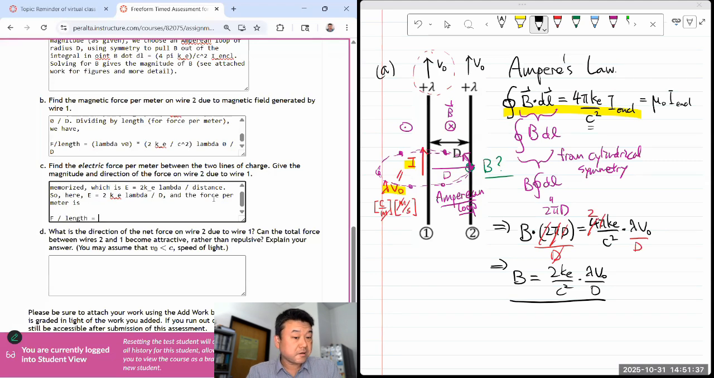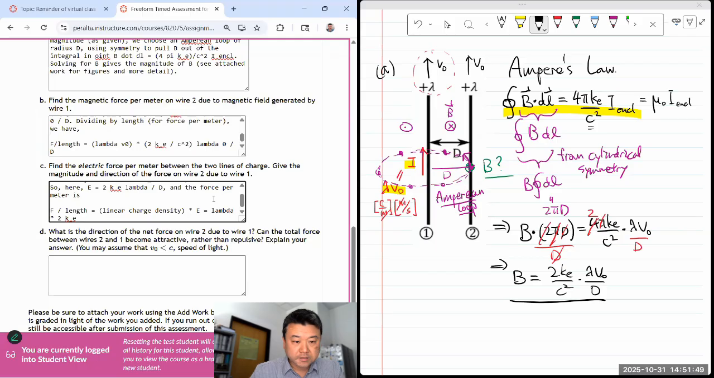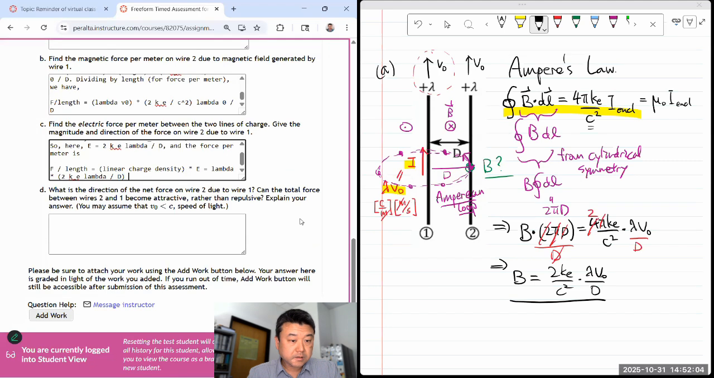Should be just linear charge density times the electric field, which would be lambda times 2 ke lambda over d. So that first lambda is the charge density, and the second lambda is part of the formula for the electric field. The direction on wire 2 is rightward, since like repels like, same positive charges repel.